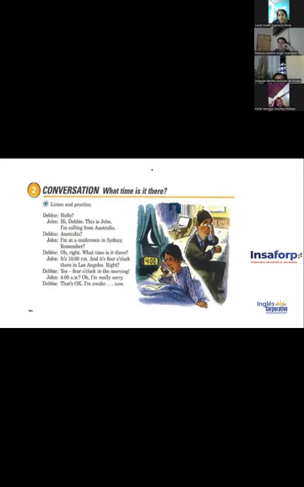Y la pregunta es, what time is it there? ¿Qué hora es ahí? Ese significa, what time is it there? ¿Qué hora es ahí? Vemos ahí el ejemplo.